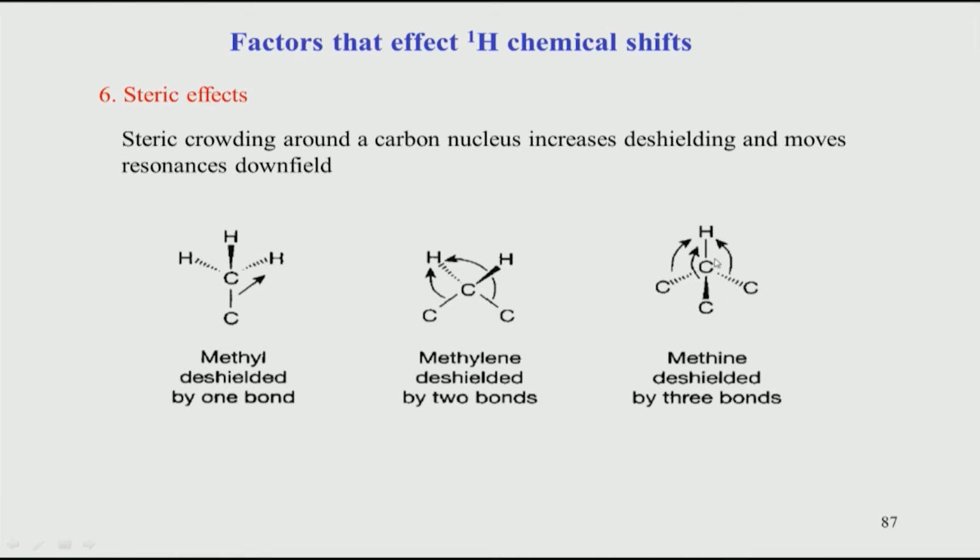Similarly, if you have a tertiary carbon, you can see the methine group, you will have further deshielding because of 3 carbon atoms attached to this carbon compared to 2 and 1 here. So, that is how the shielding factor is influenced by the presence of multiple carbon atoms around this hydrogen.